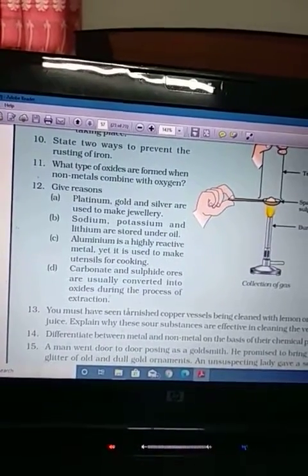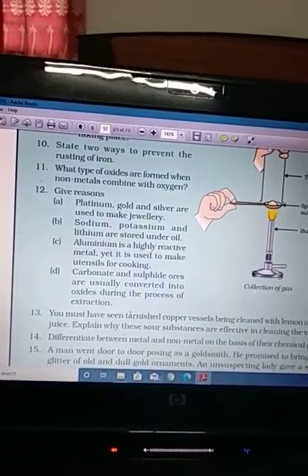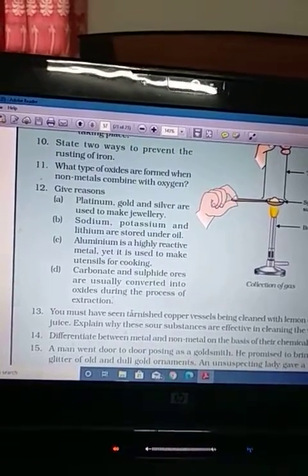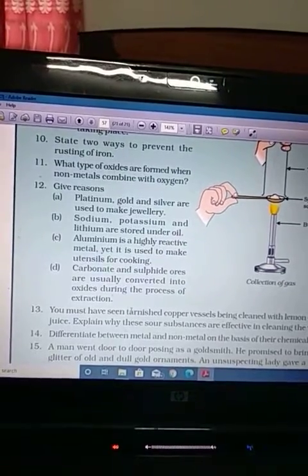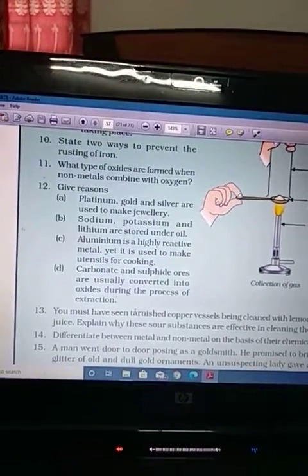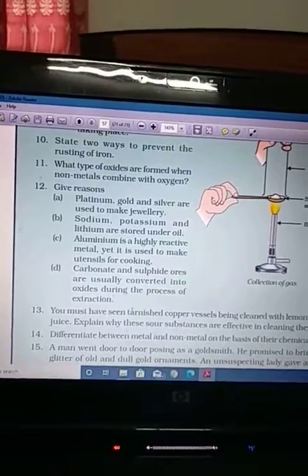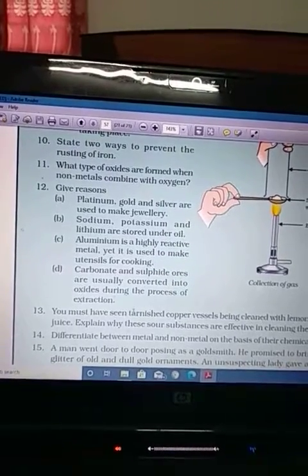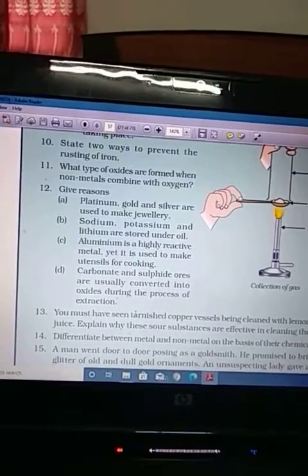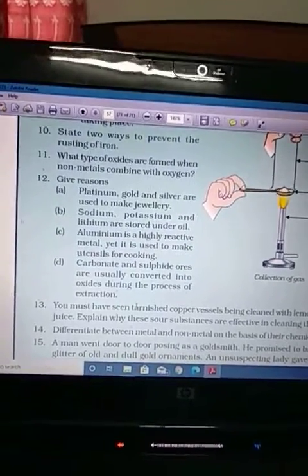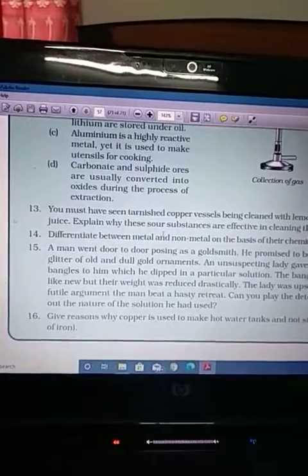Carbonate and sulfide ores are usually converted into oxide during the process of extraction. Carbonate by calcination and sulfide by roasting are easily converted into the oxide, and these oxides are easily reduced into the respective metal. This is the reason carbonate and sulfide ores are usually converted into the oxide during the process of extraction.